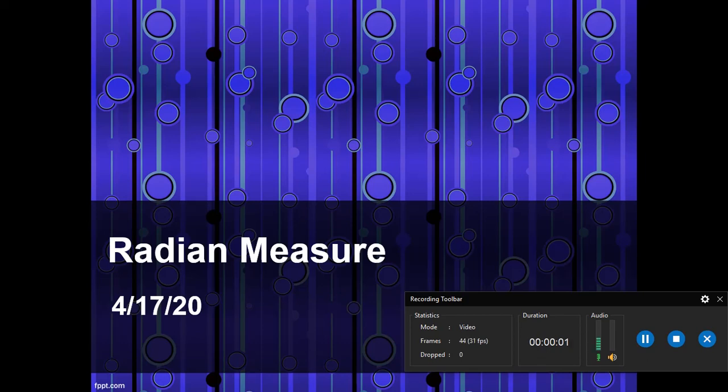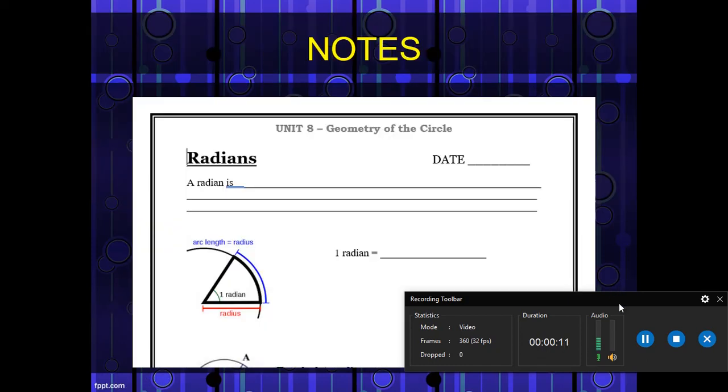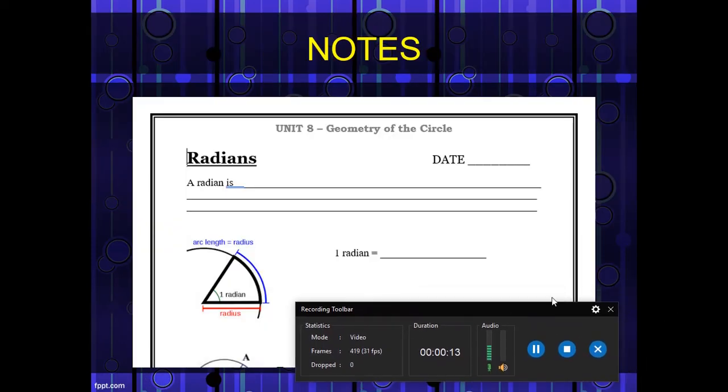Today's topic is radian measure. This is part of our circle unit, which is unit 8. So you can put today's date on your notes, 4/17. And this is the note packet that you'll need. Many of you have asked me if I had posted this video, and here it is.